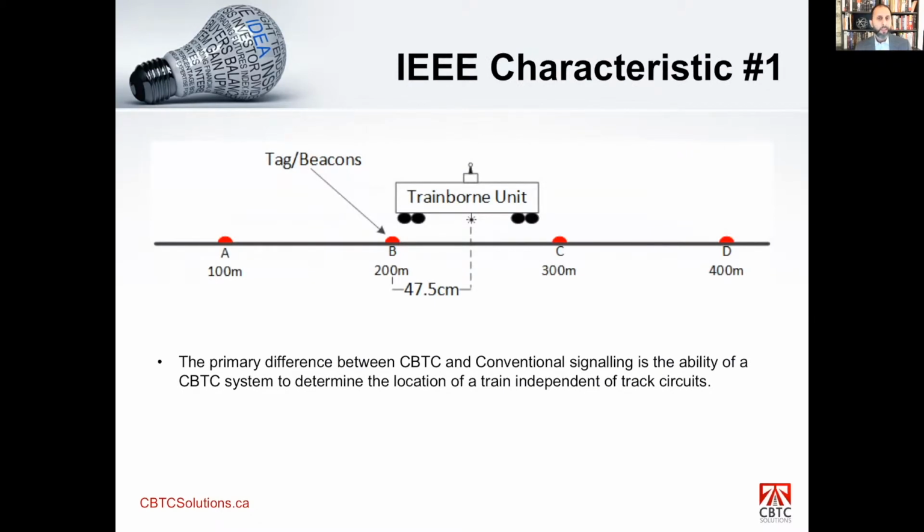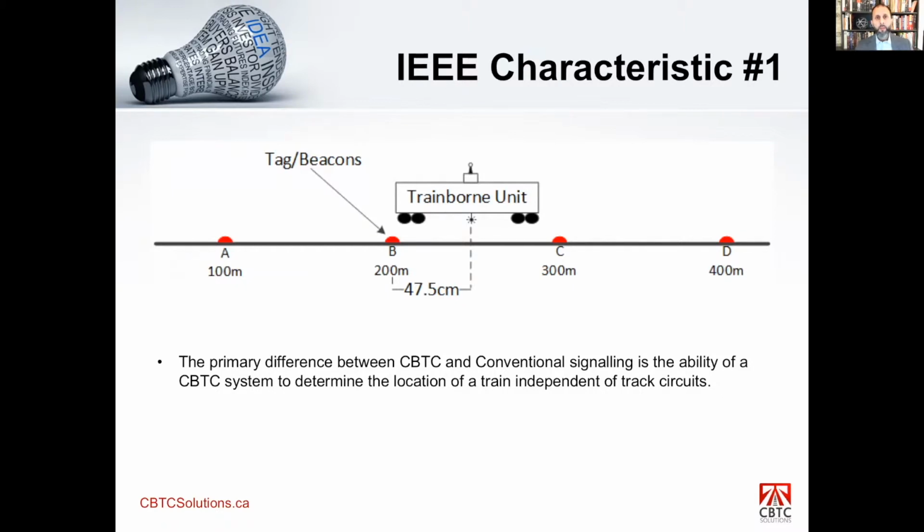Going into a little more detail, the first characteristic of IEEE says the primary difference between a CBTC and conventional is the ability to determine the position of the train independent of track circuits. So how is that done? Usually there are tags placed on the track. For example, in the diagram, we have beacons A, B, C, D, and they may be separated by a certain distance between them. It can be 100 meters, 200, 300, whatever the designers decide they need. Those tags will determine roughly where the train is on the track. Coarse position is what we call it.